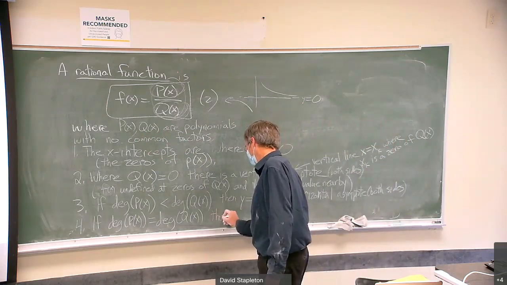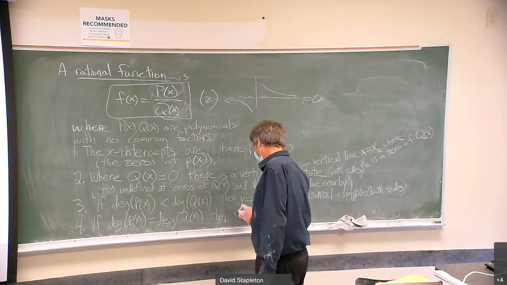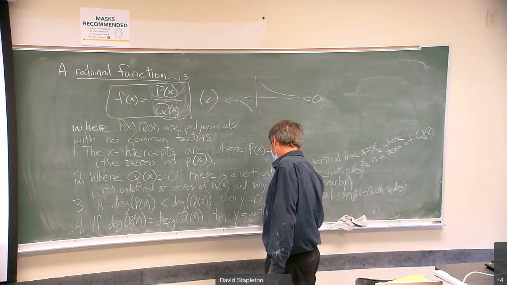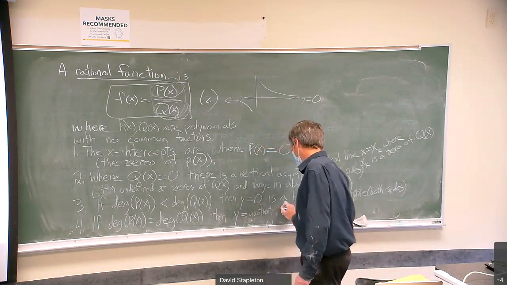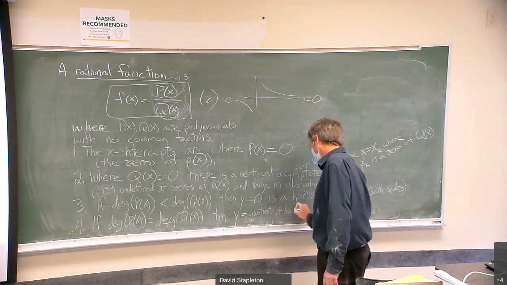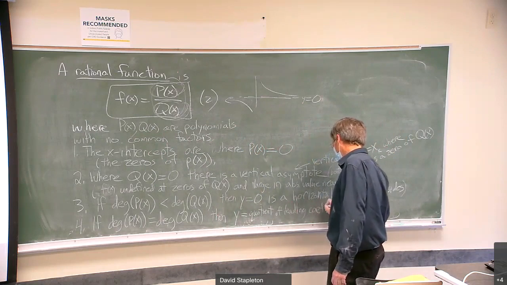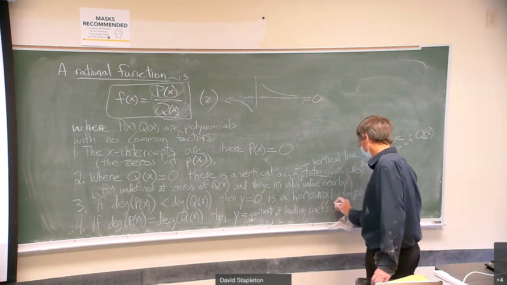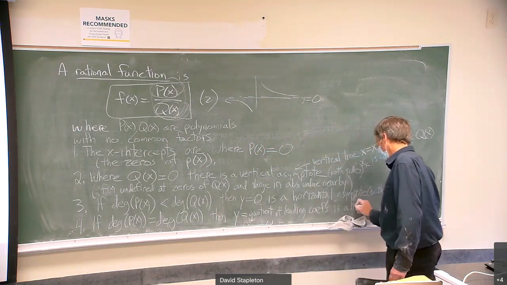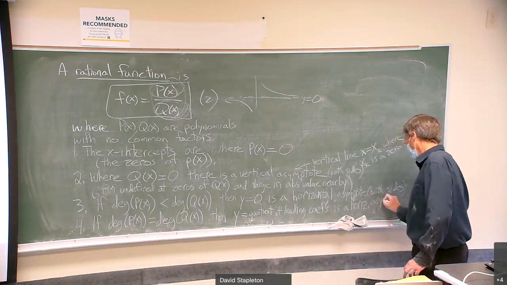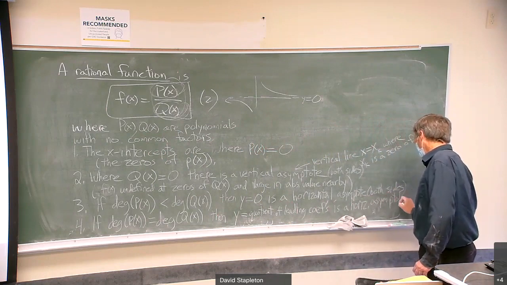Then y equals the quotient of leading coefficients of the two polynomials is a horizontal asymptote. I'll abbreviate coefficients as coefs. Those are the only asymptotes.